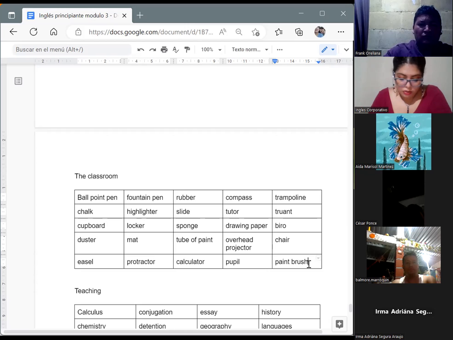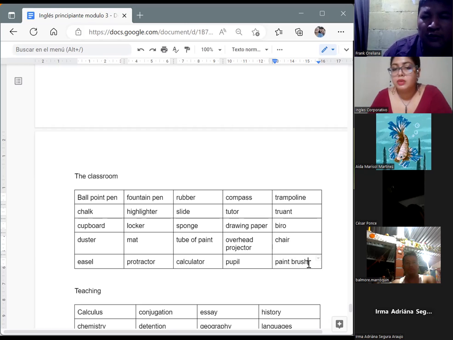Fountain pen es una pluma estilográfica. Highlighter es como un resaltador, rotulador. Locker es un casillero. Mat es un tapete en el que se pueden acostar los niños. Then we have protractor, que es un transportador. Rubber es una goma o un borrador. Slide es una diapositiva. Then we have a sponge, que es una esponja.